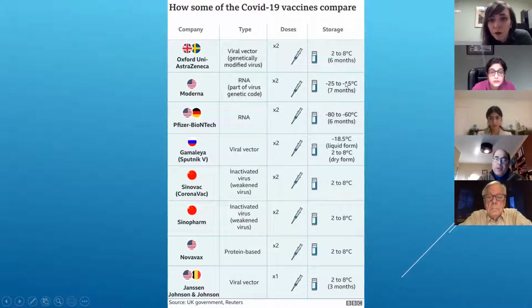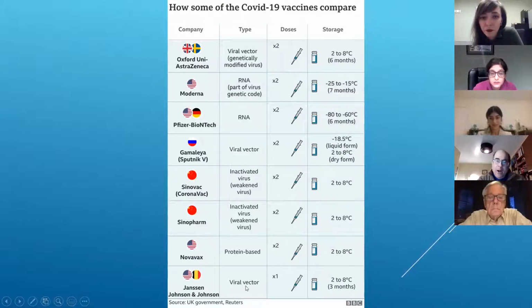The Moderna vaccine can be done in a typical freezer that we might have on a refrigerator, but these require ultra cold storage, because RNA will fall apart if you look at it the wrong way, or if it's kept too warm. It's very, very labile.